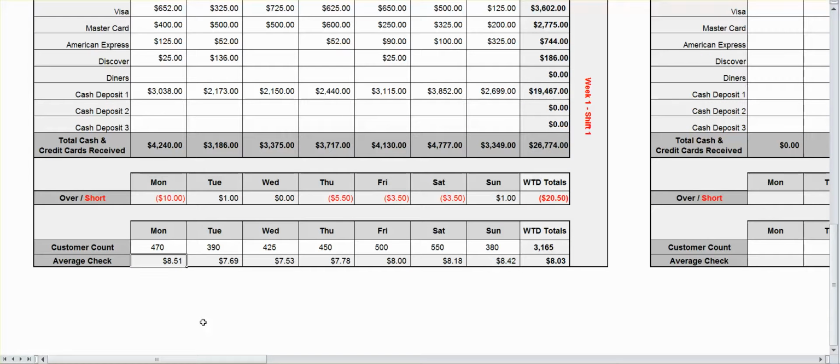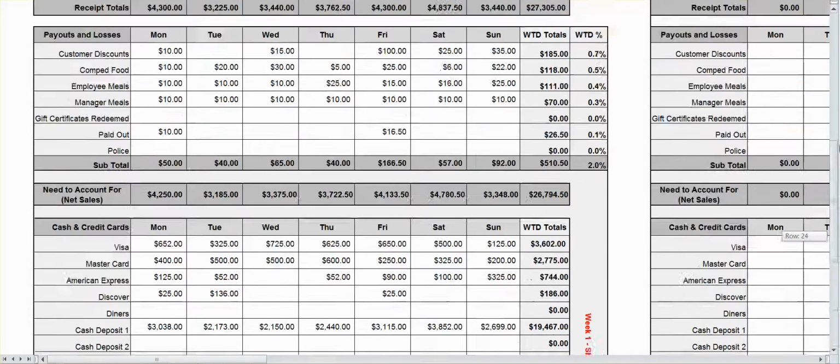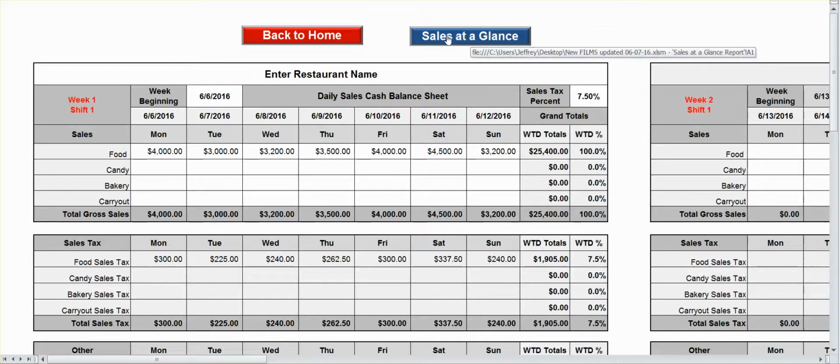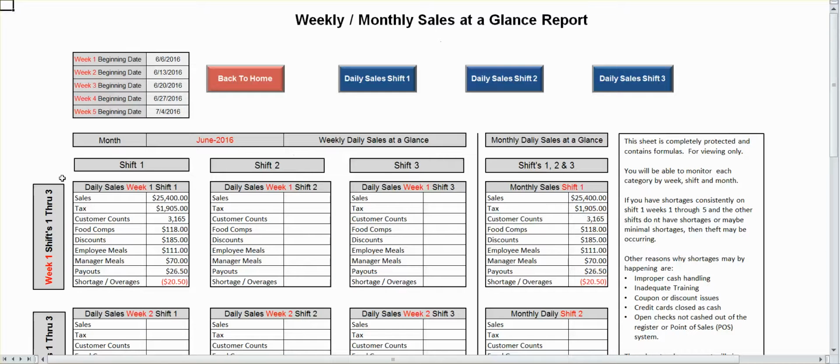Average check is 857. And then, as you can see, these are the customer counts for the week, and these are the average check for the week. So you can monitor all that. And then you've got your totals up here. And now here's a really nice looking tool. If you go to your sales at a glance, this is your daily sales shift 1, week 1, shift 1. It breaks it all down so you can get a quick view as to where your money's going, what's happening.